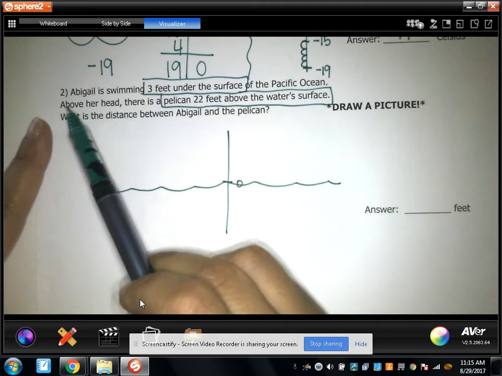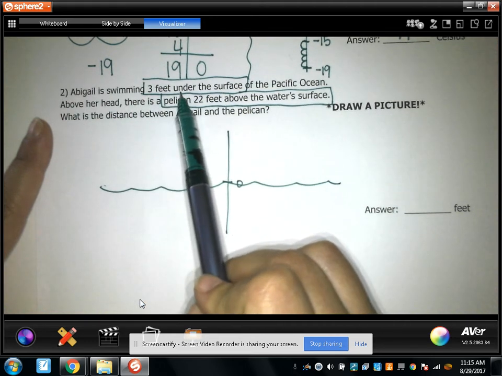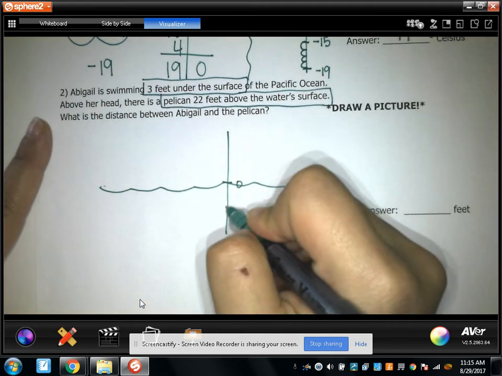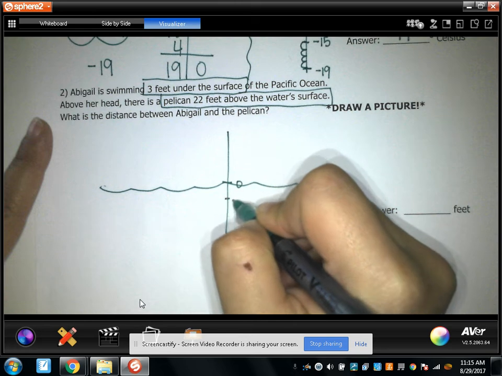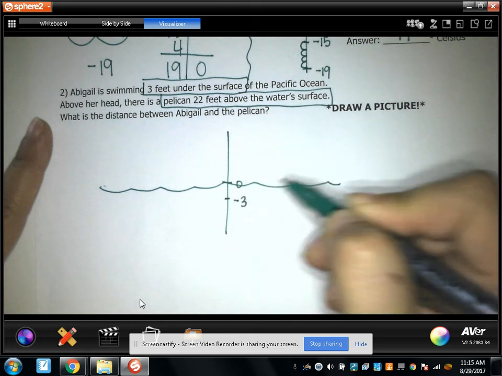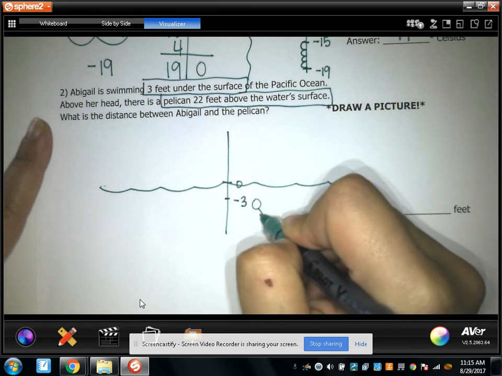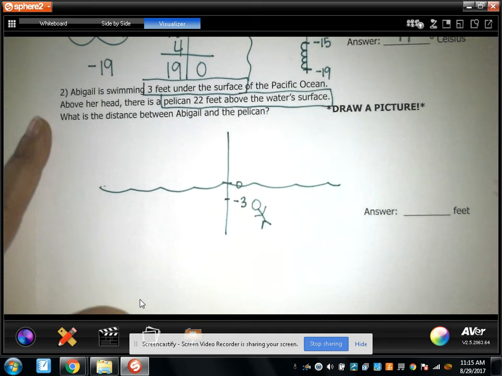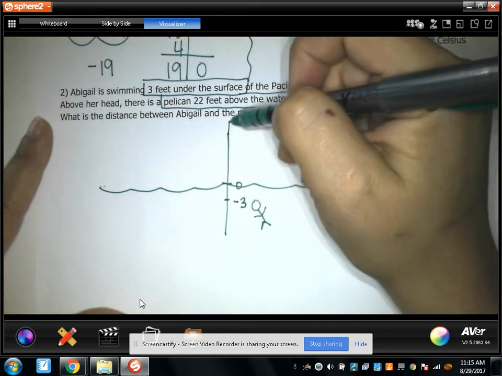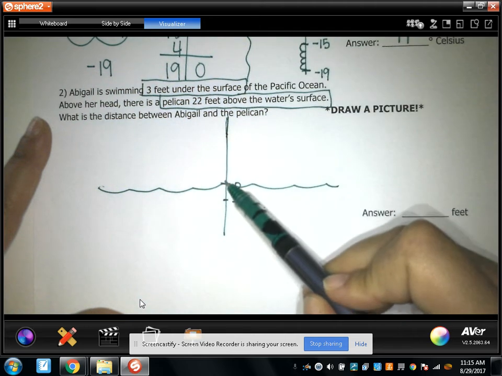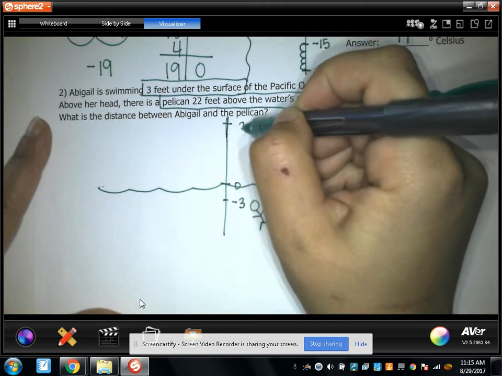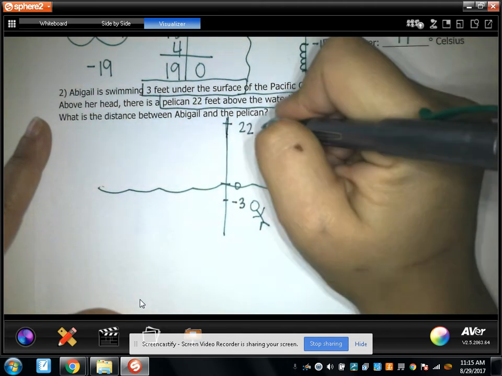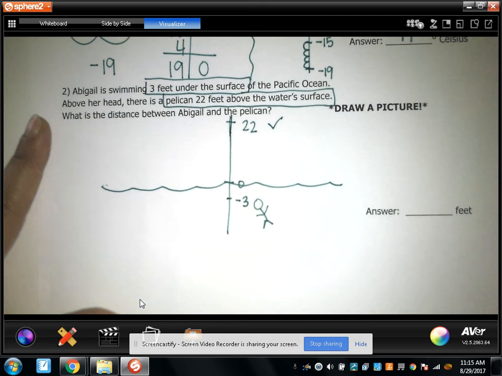Where's Abigail? Abigail is swimming 3 feet under the water surface. 3 feet, so that's negative 3 on a number line. And here's Abigail. Above her head, the pelican is 22 feet above the water surface. So way up here, 22 feet above the water surface, here's the pelican. What's the distance between Abigail and the pelican?